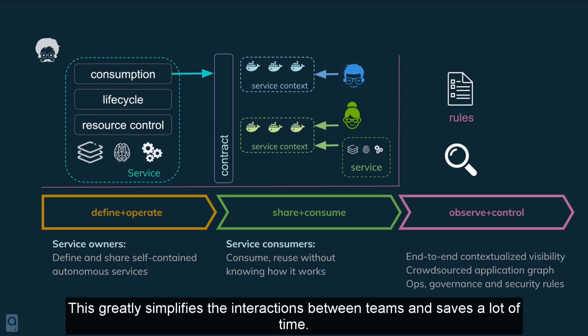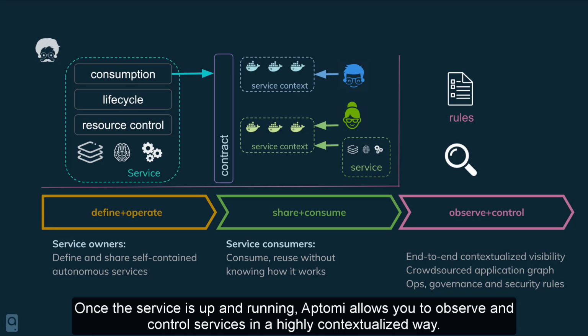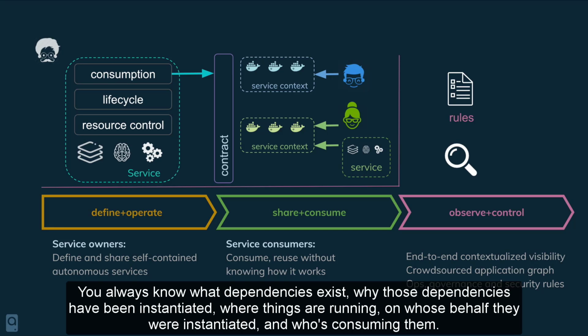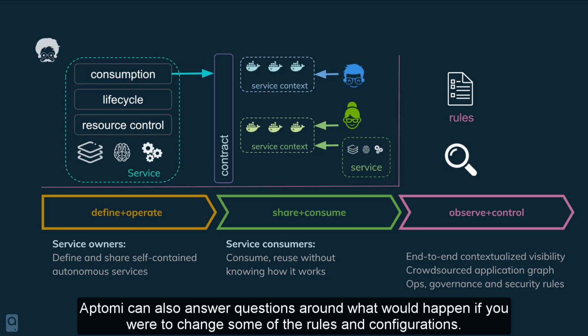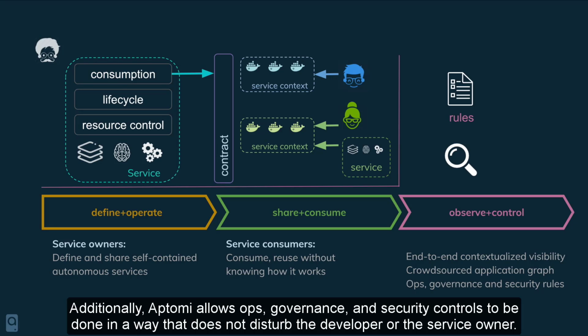Once a service is up and running, Aptomi allows you to observe and control services in a highly contextualized way. You always know what dependencies exist, why those dependencies have been instantiated, where things are running, on whose behalf they were instantiated, and who's consuming them. Aptomi can also answer questions around what would happen if you were to change some of the rules and configurations. Additionally, Aptomi allows ops, governance, and security controls done in a way that does not disturb the developer or the service owner.